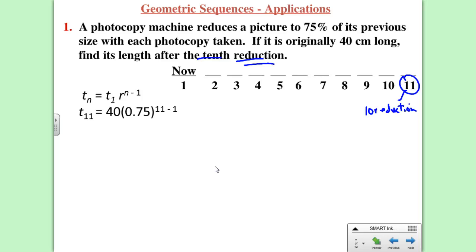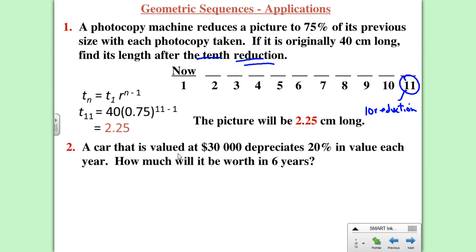So obviously when we go to the formula, nothing really complicated. The common ratio is 0.75, and after the 10th reduction, the picture will be 2.25 centimeters long. Cool. Take that into consideration as you do all these questions from now on.